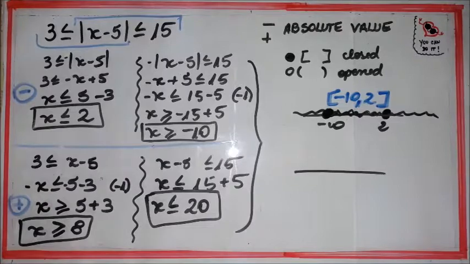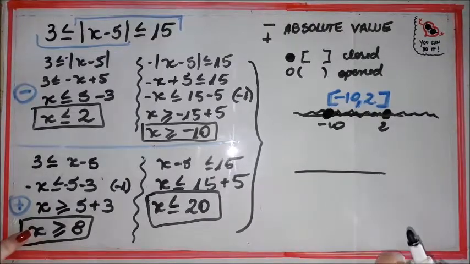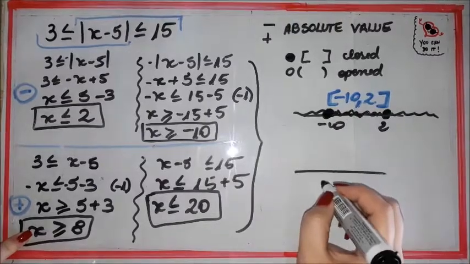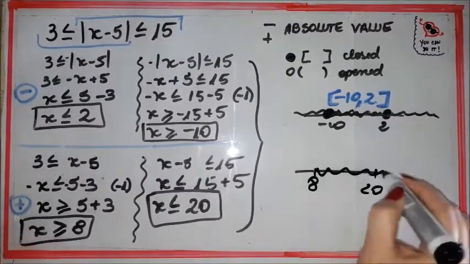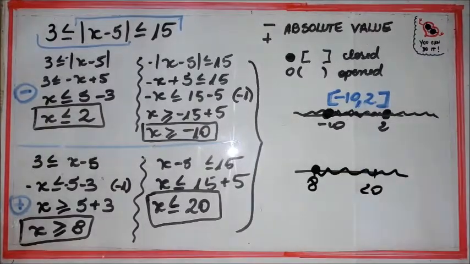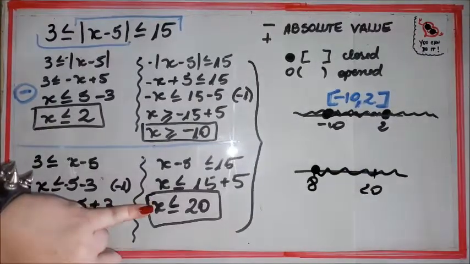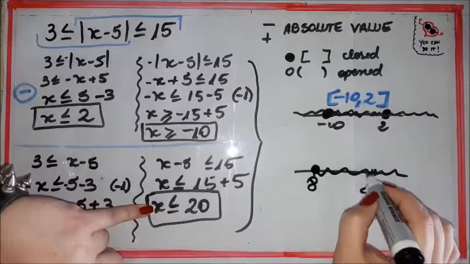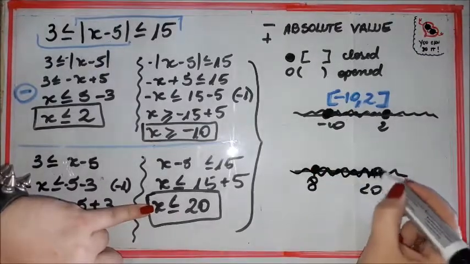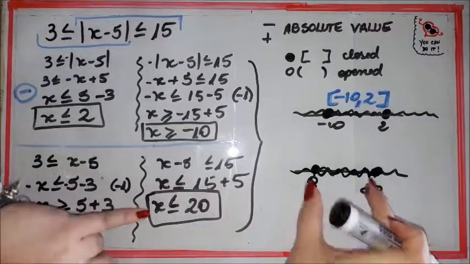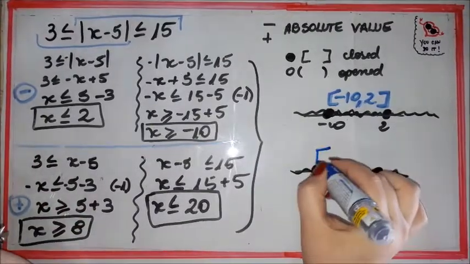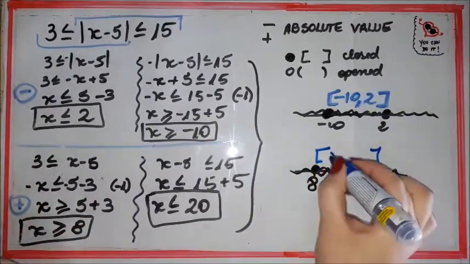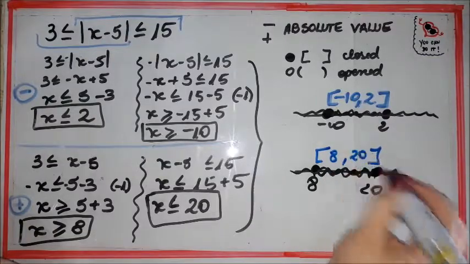Now this one, the x is greater than 8 or equals to 8. Here x is less than 20 or equals 20. So I have this interval here. And it's also a closed interval. It goes from 8 to 20.